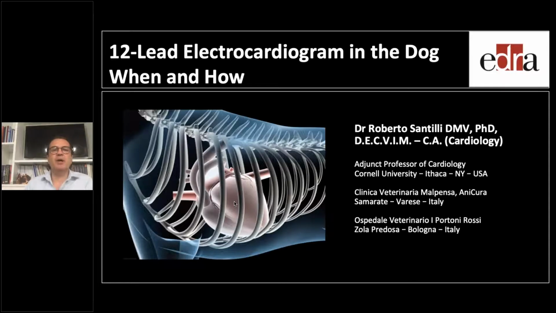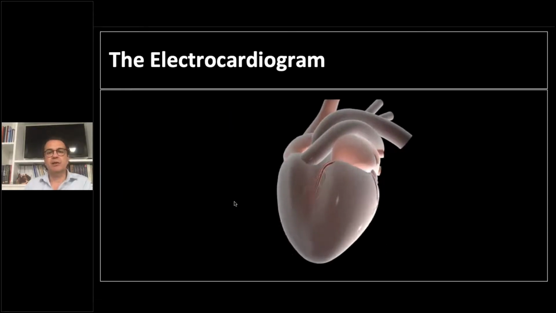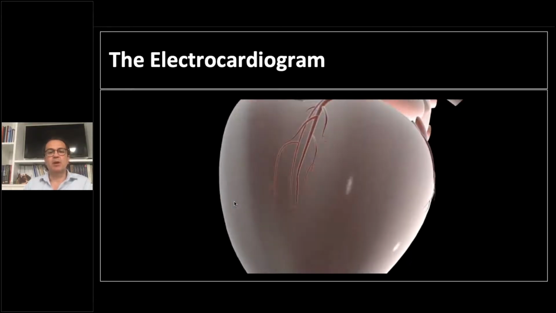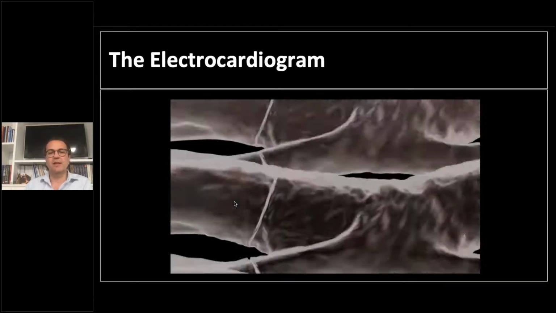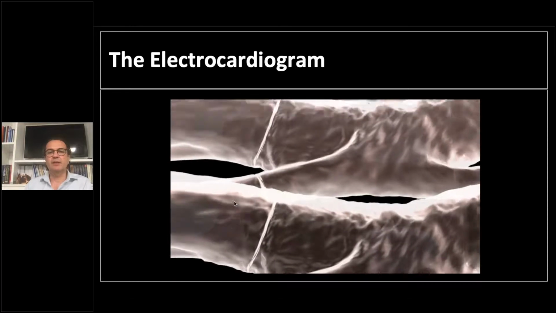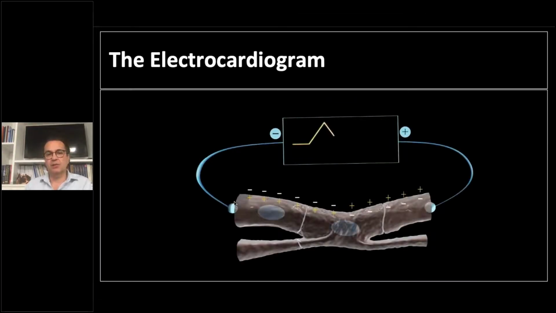Okay, good morning, everybody. In the next 45 minutes, I'm going to talk about the 12-lead electrocardiogram in the dog and give you some clues about when and how to use it. As you all know, an electrocardiogram starts from the depolarization of several cells within the heart, and these are then projected on the body surface area.